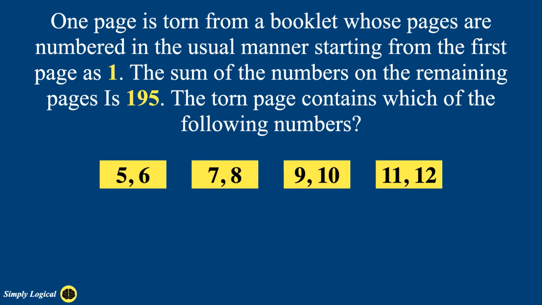One page is torn from a booklet whose pages are numbered in the usual manner starting from the first page as 1. The sum of the numbers on the remaining pages is 195. The torn page contains which of the following numbers? Is it 5, 6, or 7, 8, or 9, 10, or 11, 12?